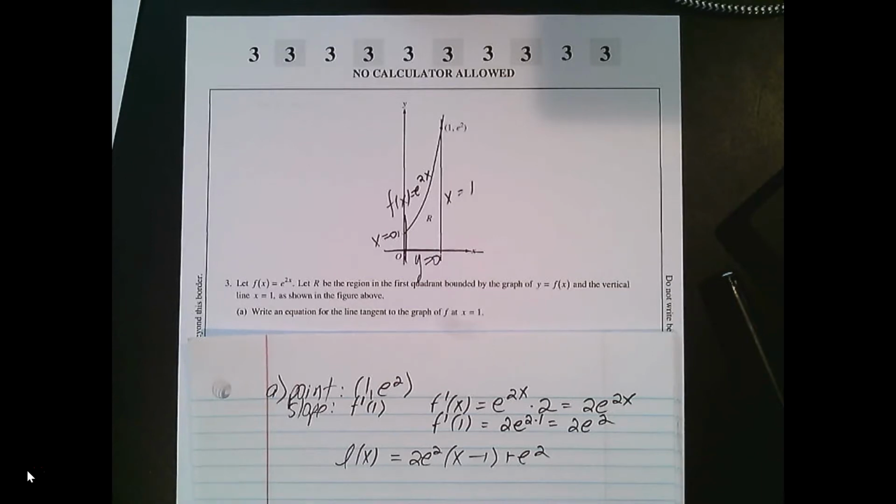That's all that you needed to do in part A. You were awarded 1 point for finding the correct slope, 1 point for writing the equation of the tangent line, no need to simplify, for a grand total of 2 points. And this is the kind of question that I would expect most students are able to correctly answer without too much difficulty. Let's look at part B.